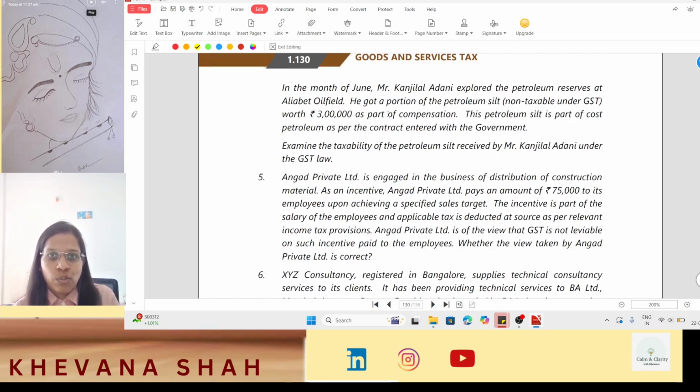Now, in the month of June, Mr. Kanjilal Adani explored the petroleum reserves at Alibet oil field, and he got a portion of petroleum worth rupees 3 lakh as part of compensation, which is non-taxable under GST. This petroleum is part of cost petroleum as per the contract. So as per contract, it is a part of his cost petroleum. So you have to examine the taxability of petroleum received by Mr. Kanjilal Adani under GST law. So let's see.